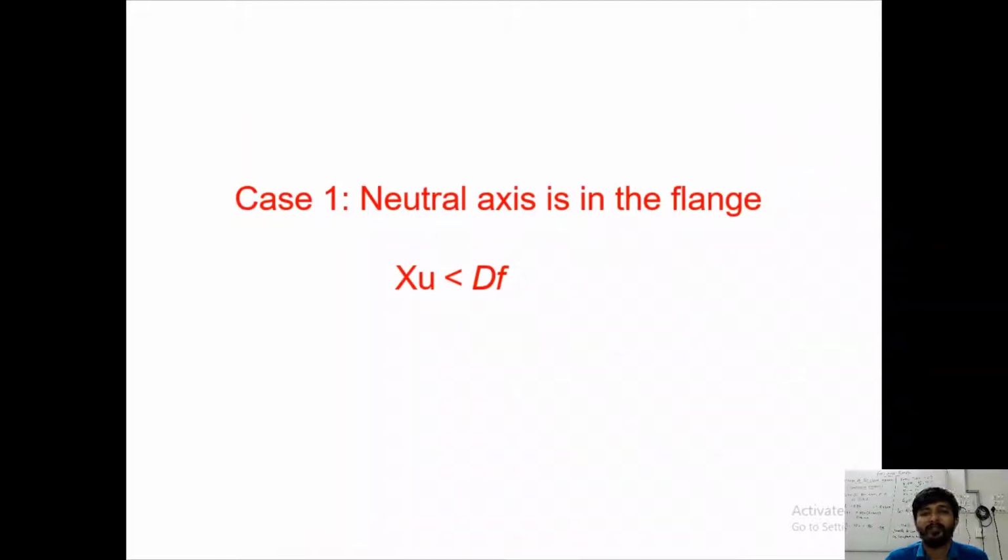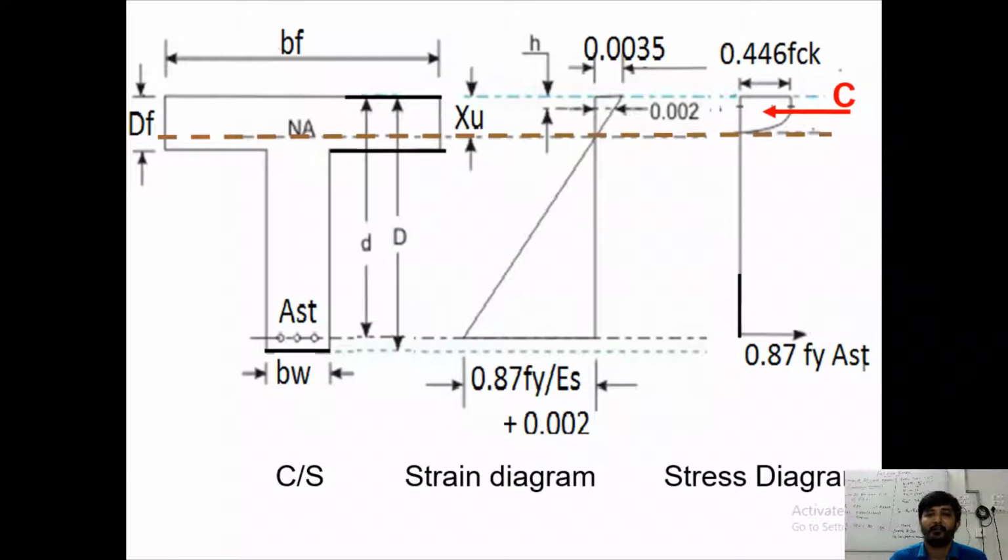So let us start with case number 1, that neutral axis is in the flange, so that means XU is less than DF. So we have the stress diagram already with us. So now we need to draw for T sections.